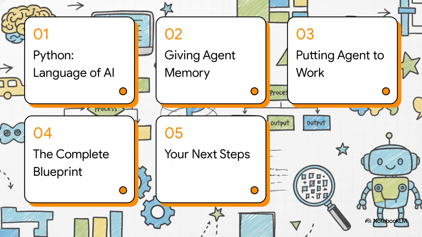First, we'll cover why Python is the go-to language for AI. Then, we'll actually give our agent a memory, teach it how to handle tasks, and then put the whole blueprint together. After that, we'll look at what your next steps might be.